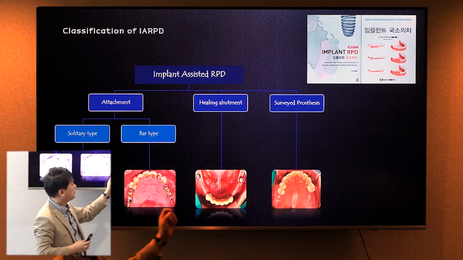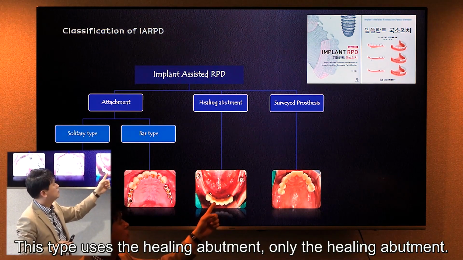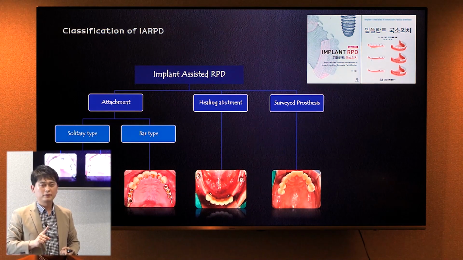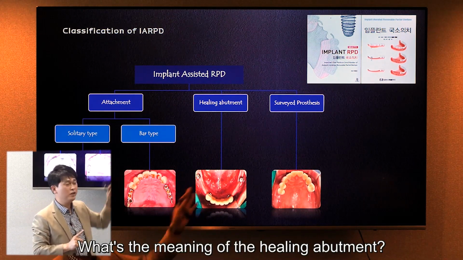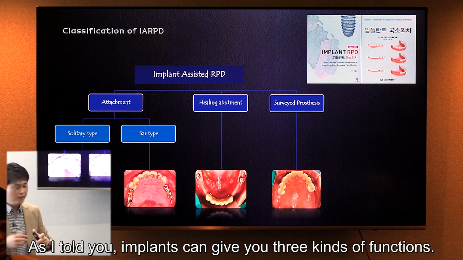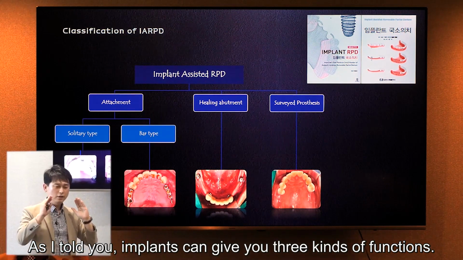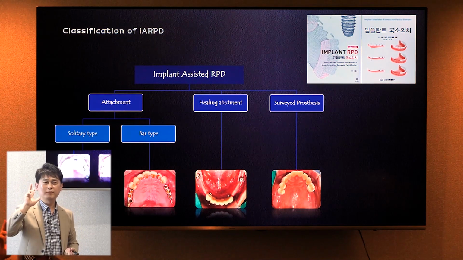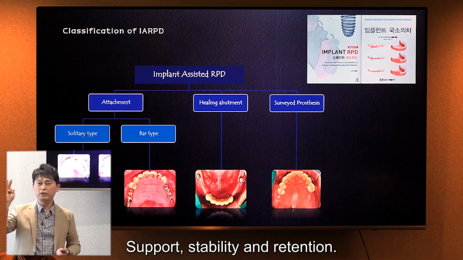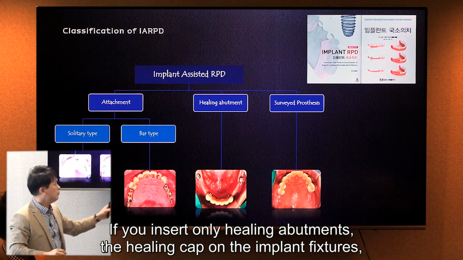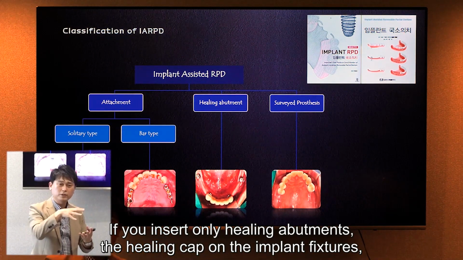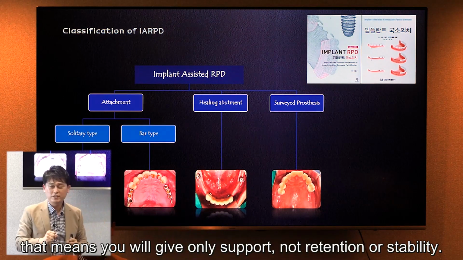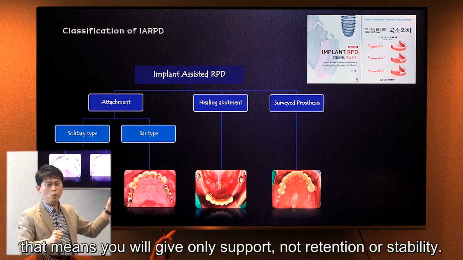And this type uses the healing abutment, only the healing abutment. So what's the meaning of healing abutment? As I told you, an implant can give three kinds of function: support, stability, and retention. If you insert only a healing abutment, a healing cap, on the implant, that means you will give only support.